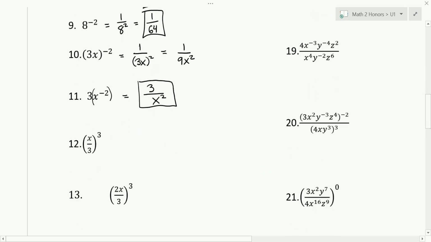Number 12. Here we have an exponent, and so the x is going to be cubed, and the 3 is going to be cubed, and so it's going to end up being x cubed over what? What's 3 cubed? 3 times 3 times 3 is 27. Careful, it's not 9. 27.